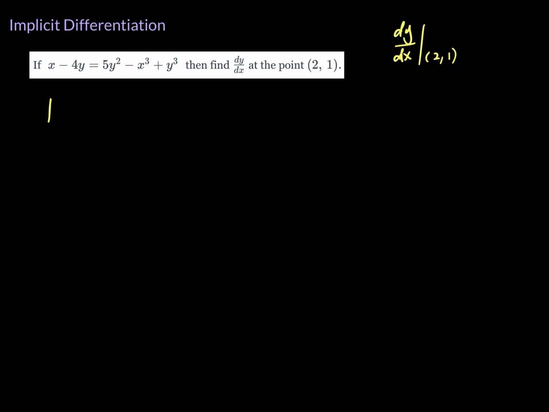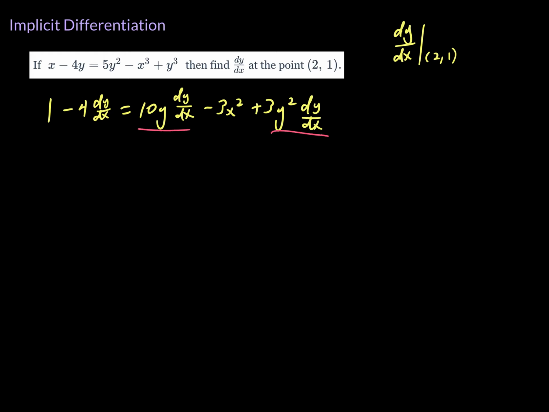This is an x term, it becomes 1. This is a y term, it becomes negative 4 dy/dx. This is 10y dy/dx. And then we have a negative 3x squared and a plus 3y squared dy/dx. We have 1, 2, 3 dy/dx terms.